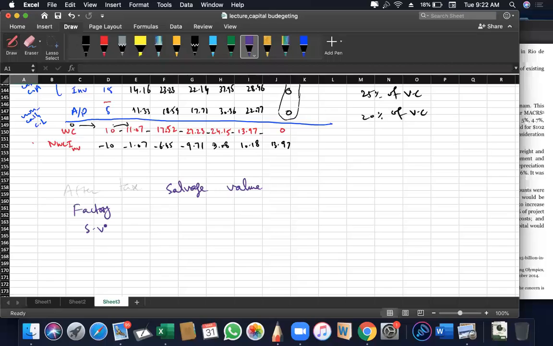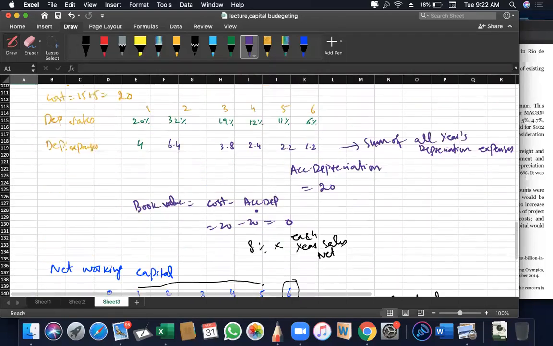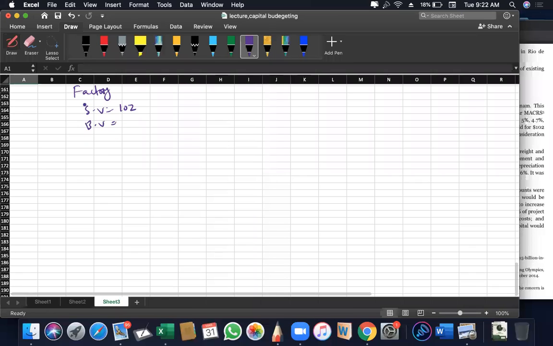So for the factory the salvage value is 102. The book value was 112.35. Here it is 112.35. So we can compute with the formula: salvage value minus tax times salvage value minus book value. Salvage value is 102. Tax is 40%, so 0.4. 102 minus book value 112.35.